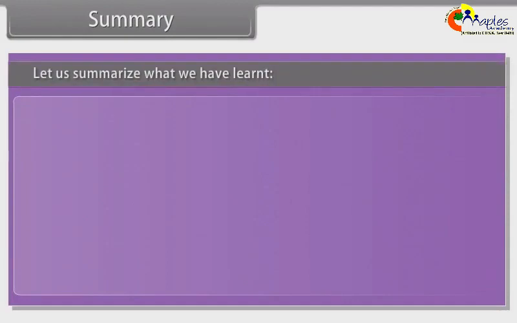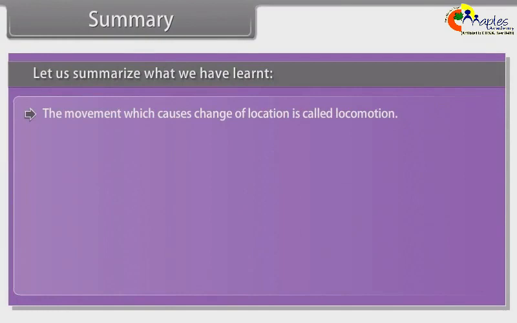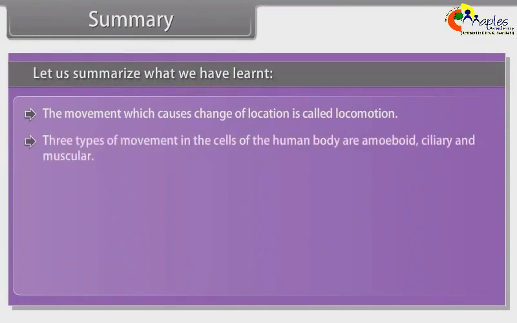Summary. Let's summarize what we have learnt. The movement which causes change of location is called locomotion. 3 types of movements in the cells of the human body are amoeboid, ciliary and muscular. Types of muscles are skeletal, visceral and cardiac.